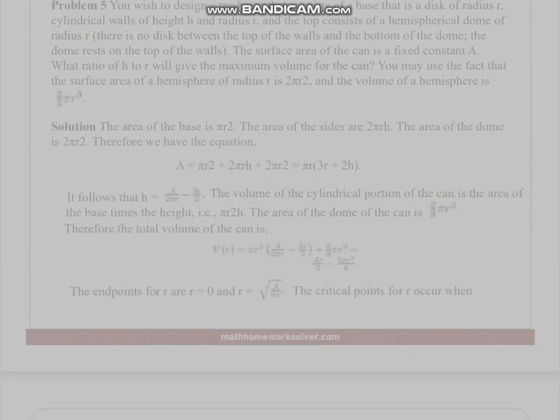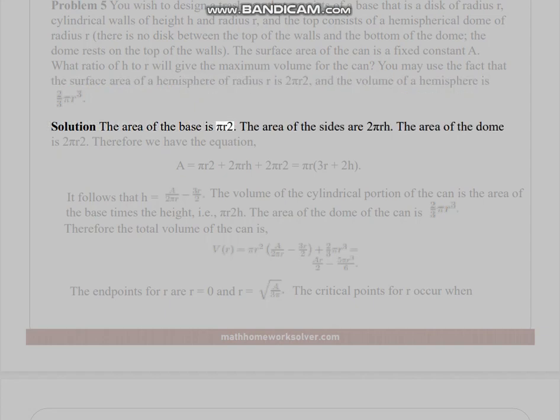Problem 5. You wish to design a trash can that consists of a base that is a disk of radius r, cylindrical walls of height h and radius r, and the top consists of a hemispherical dome of radius r. There is no disk between the top of the walls and the bottom of the dome. The dome rests on the top of the walls. The surface area of the can is a fixed constant A. What ratio of h to r will give the maximum volume for the can? You may use the fact that the surface area of a hemisphere of radius r is 2 pi r squared, and the volume of a hemisphere is.